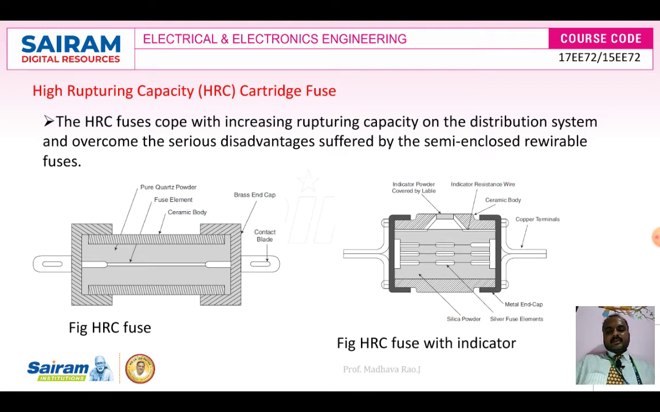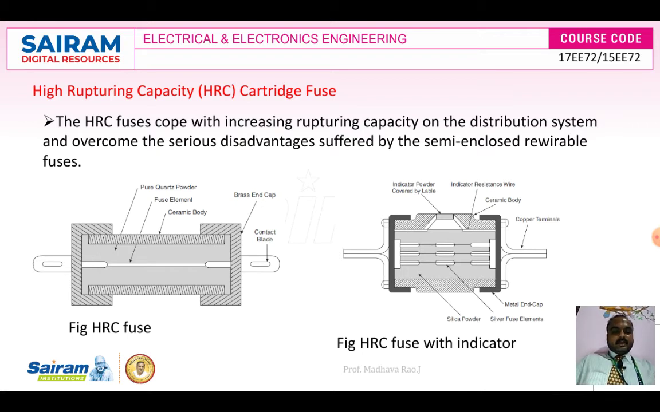An HRC fuse normally will not have any indicator. The disadvantage of an HRC fuse without indicator is that whenever the fuse element melts, we cannot observe whether the fuse element is there inside or not. With the indicator we can observe whether the fuse element is there or not. That is the one major difference between the HRC fuse and the HRC fuse with indicator.